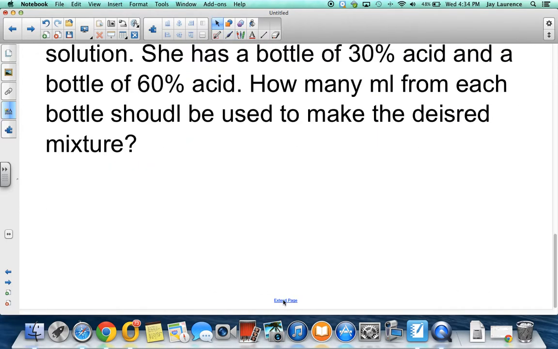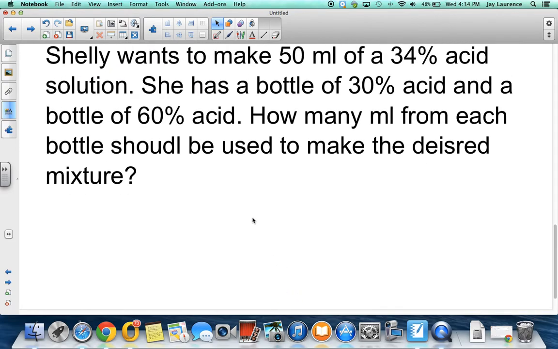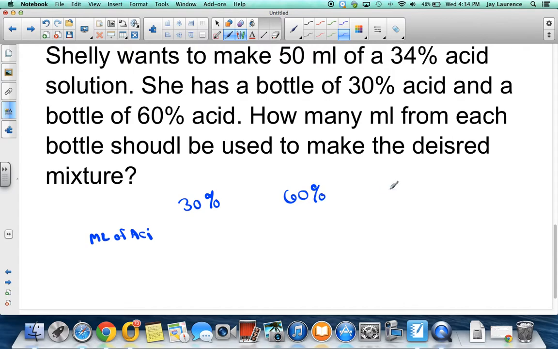Shelly wants to make 50 milliliters of a 34% acid solution. She has a bottle of 30% acid and a bottle of 60% acid. All right, so we're going to need a little chart here. So we're going to need milliliters of acid. And we've got the 30% solution, and we've got the 60% solution. And then we'll have a mixture or a total over here.